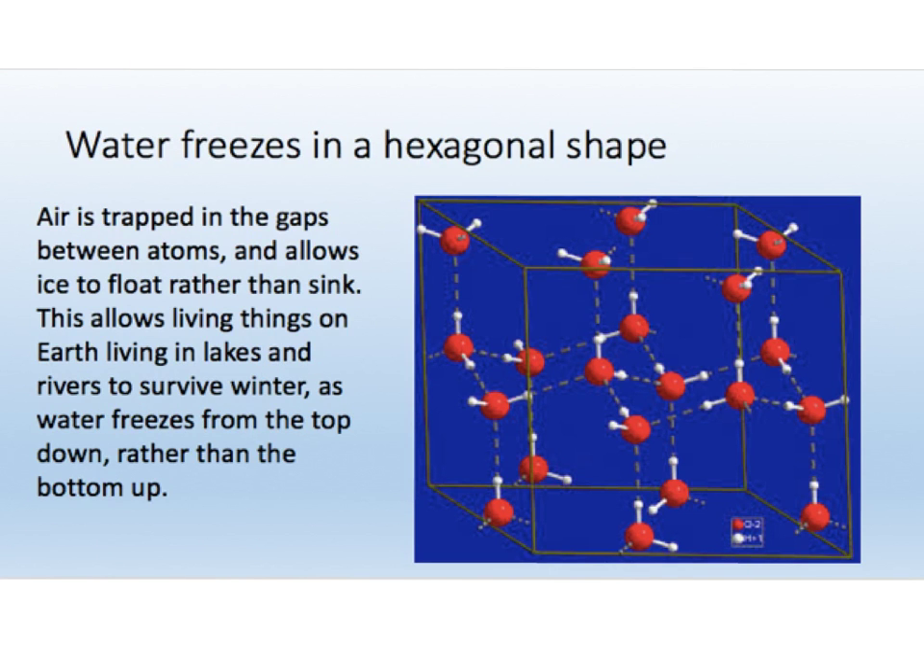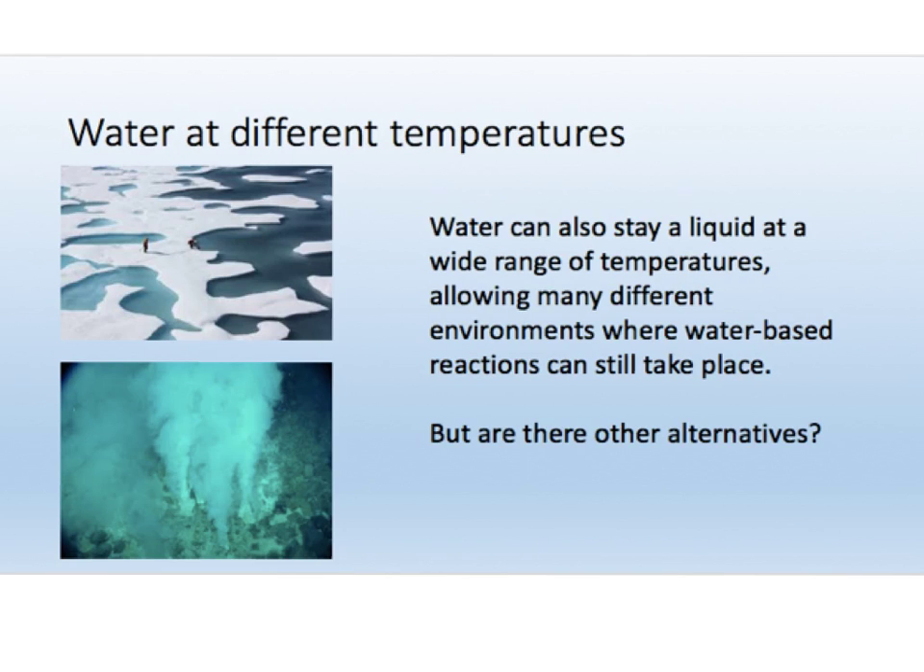Well, we know that water freezes in a hexagonal shape, allowing air to be trapped in between the atoms, allowing ice to float rather than sink. And this allows living things on Earth to remain alive in winter in lakes and rivers because the water freezes from the top down rather than from the bottom. Water can also stay liquid at a wide range of temperatures, meaning that anywhere between 0 and 100 Celsius, we have liquid water.